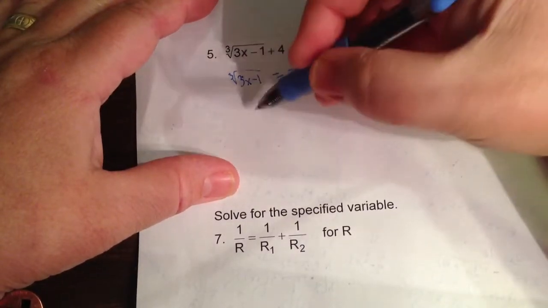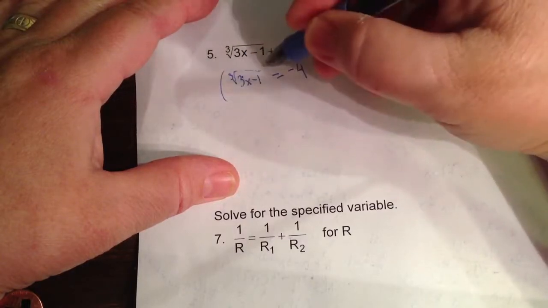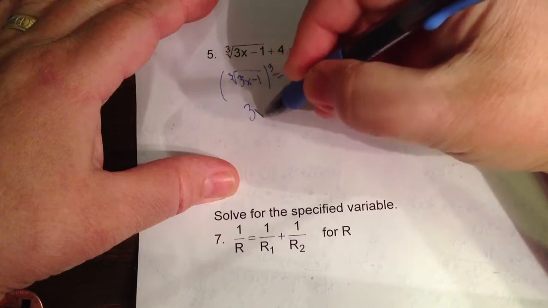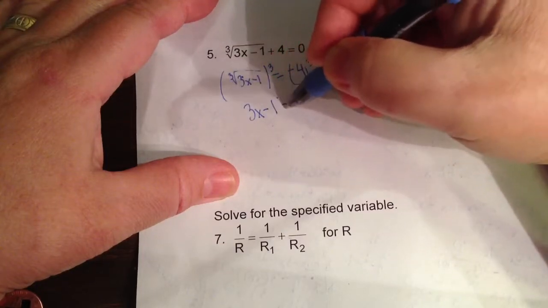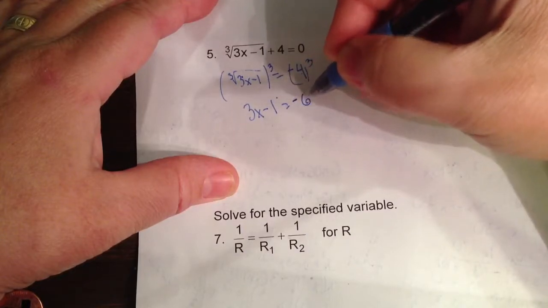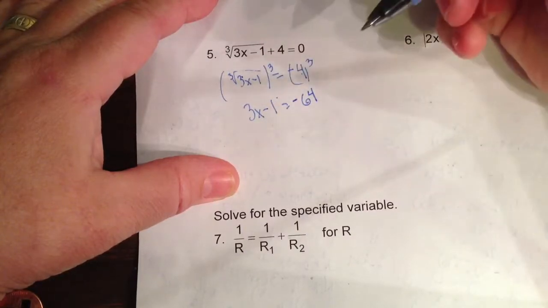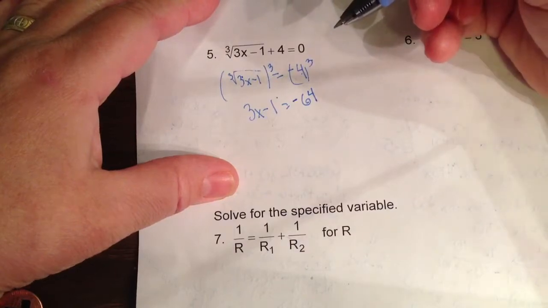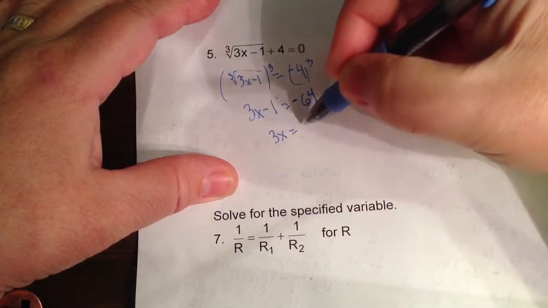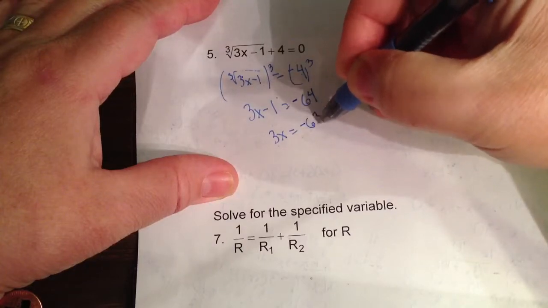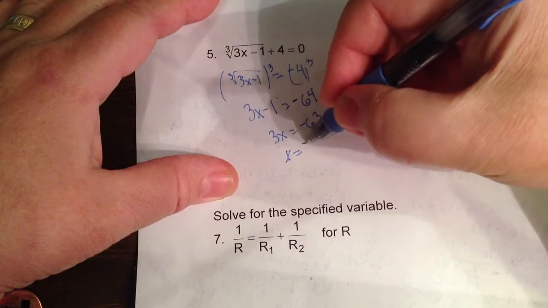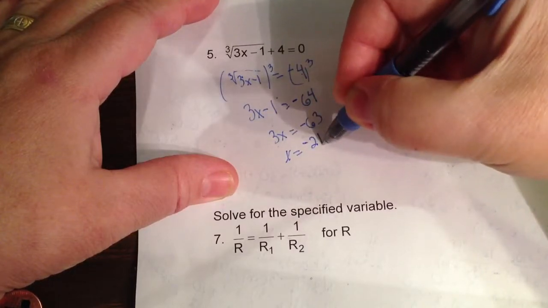The opposite of a cubed root is cubing. So I'm going to cube both sides, so I end up with 3x minus 1 equals negative 4 to the third power, which is negative 64, because 4 times 4 times 4 is 64. Alright, so 3x is going to equal negative 63, and therefore x equals negative 21.